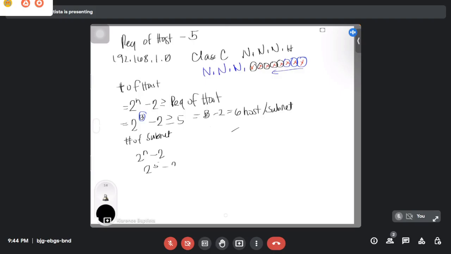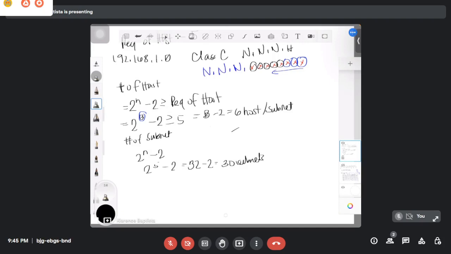ano nga ba yung 2 raised to 5 minus 2? Teka, tingnan ko nga. So, we have 32, no? 32. 32 minus 2 is 30 subnets. Dami. 30 subnets. Ngayon, so yan po yung pagkuha natin ng host tsaka subnet, no? Linisin ko lang ha, para may space tayo mamaya.